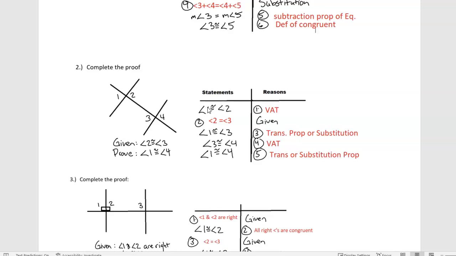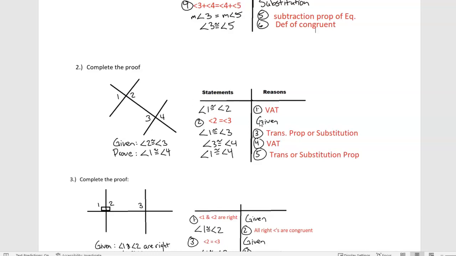So for example, on the first one, it says 1 is congruent to 2. That is not a given. If you look next to the given, that's 2 is congruent to 3. So we actually look at the diagram, and you see 1 and 2 are vertical angles. So that's a standalone thing. You just say VAT, vertical angles theorem.